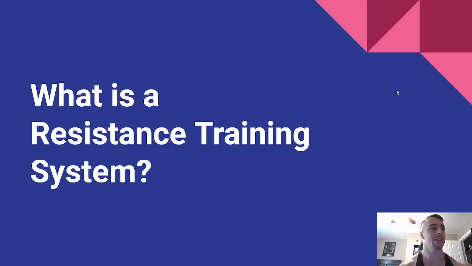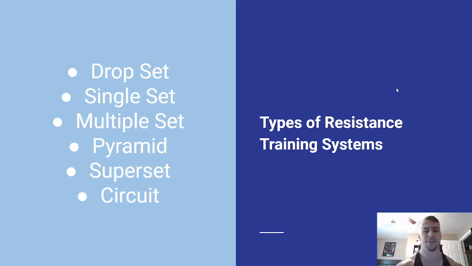So as I just explained, resistance training systems is basically a breakdown of a certain program that you are doing with resistance training. There are so many examples that I can go into detail about, but basically there's a set of systems. So, for example, here's a set of types of resistance training systems. You have a drop set, single set, multiple set, a pyramid, superset, and a circuit.